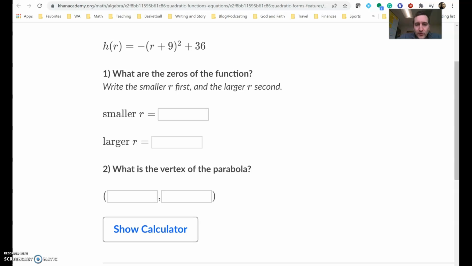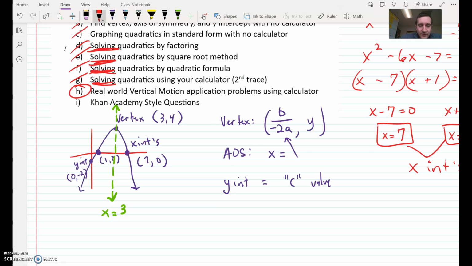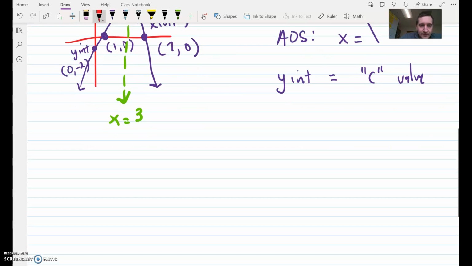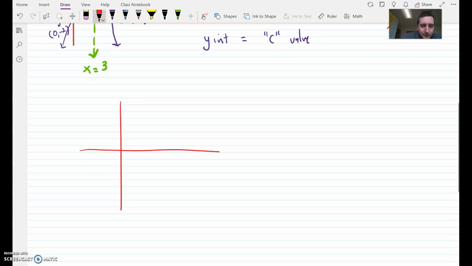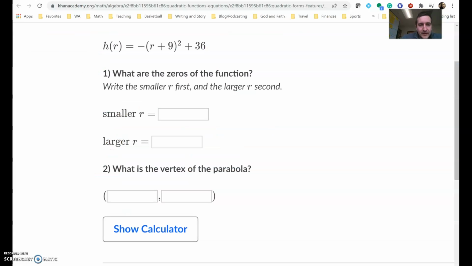What are the zeros of the function? I just want you to remember, zeros are another name for x-intercepts. So anytime they ask you for the zeros of a function, they're talking about this and this. Those are the zeros, okay? So they want to know what the smaller one is and the bigger one. And then they ask for the vertex.